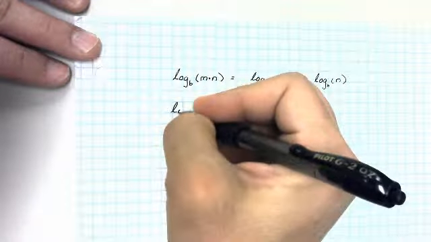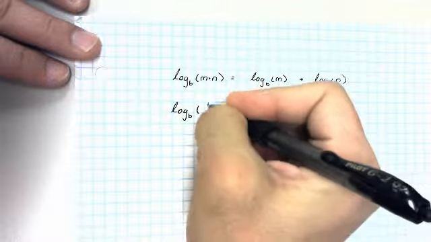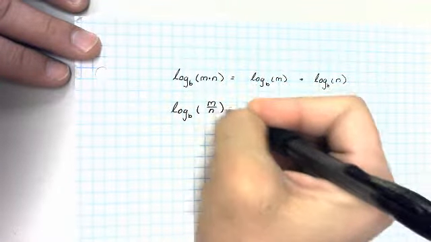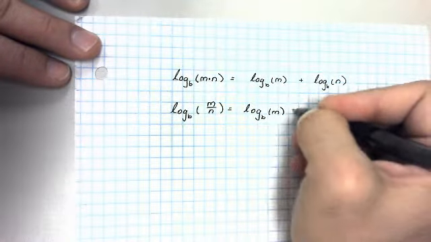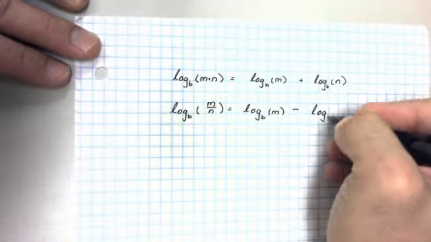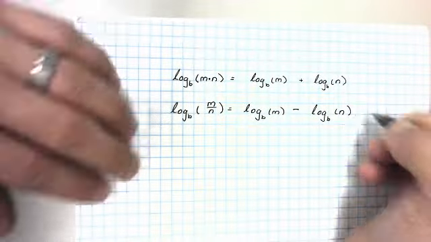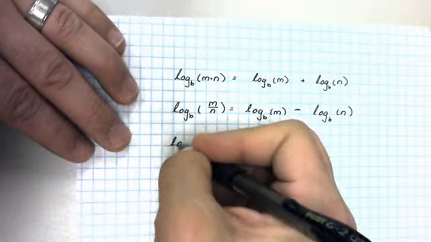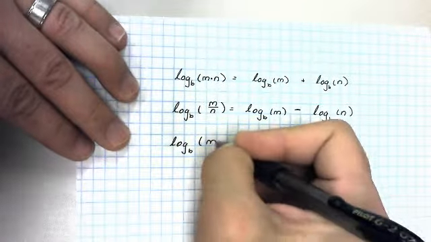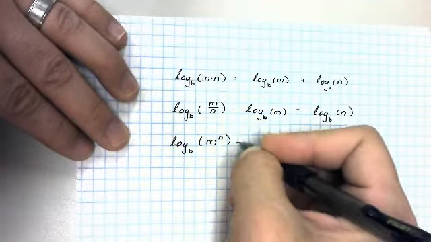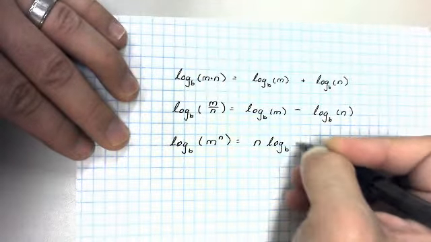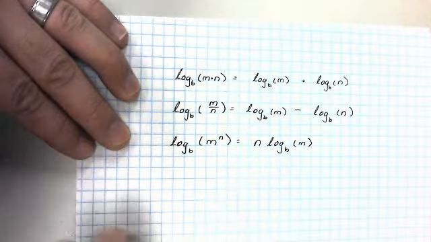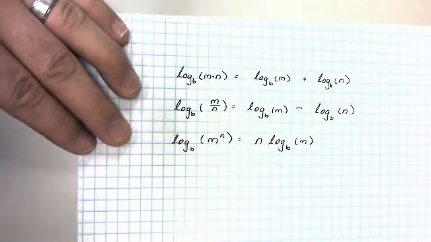Now if I have log base b of m over n, that can be rewritten as log base b of m minus log base b of n. And last but not least, if I have log base b of m to the n power, that can be rewritten with the exponent as a coefficient of the log. So n times log base b of m. And these can go either direction.